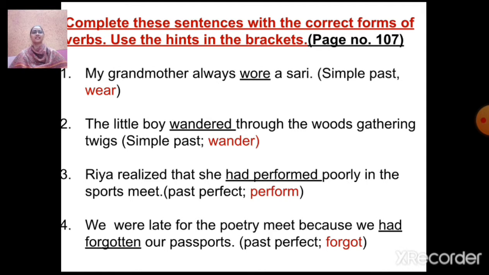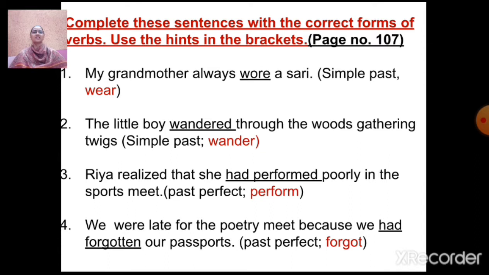Then the next is, Ria realized that she dash poorly in the sports meet. Now here we need to convert into past perfect and the verb given is perform. So just remember the formula. The formula is had plus third form of verb. So the answer is, Ria realized that she had performed poorly in the sports meet.